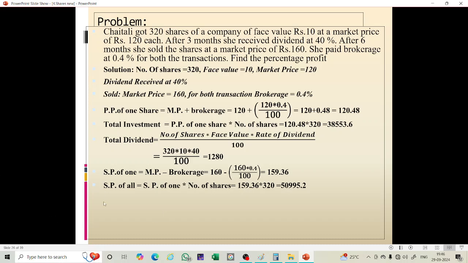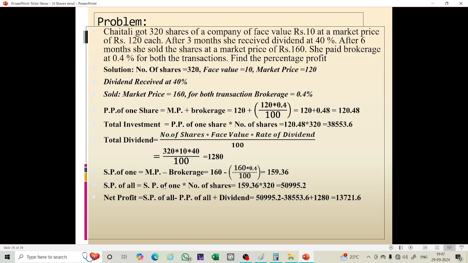Now we will find the gain, or you can say profit: selling price of all minus purchase price of all plus dividend. From this we get the net profit. If we use all these values here and use a calculator, we get 13,721.6 is our net profit.